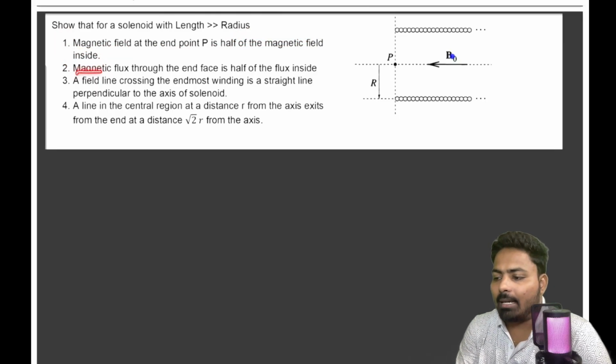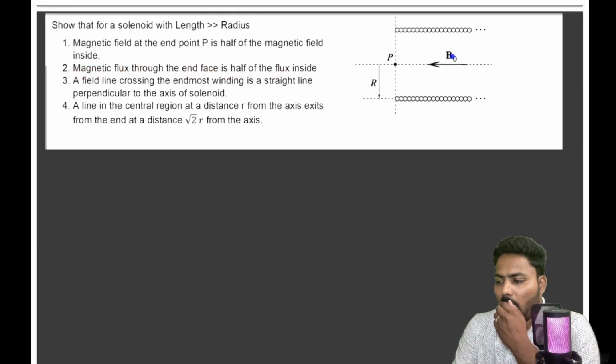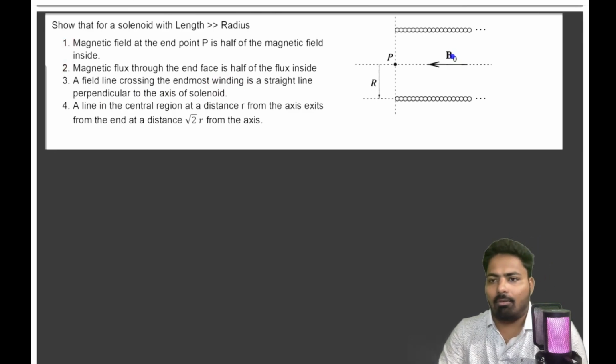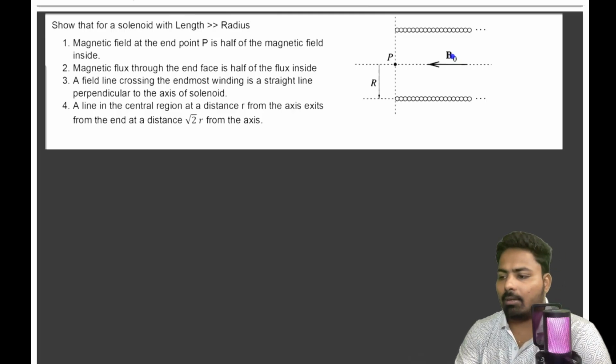The second one is that the magnetic flux through the end face is half of the flux that is inside. And the third thing they are asking us to show is that the field lines crossing the endmost winding are straight lines perpendicular to the axis of the solenoid. So we'll see one by one. Let us do the first part and try to prove the first one.